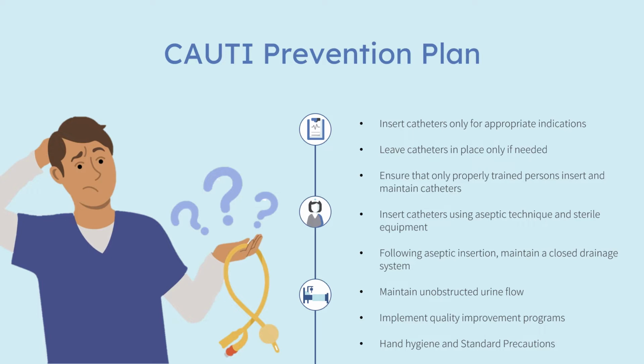The core strategies defined by the CDC and Gold et al. include inserting catheters only for appropriate indications, leaving catheters in place only as long as needed, ensuring that only properly trained personnel insert and maintain catheters, inserting catheters using aseptic technique and sterile equipment, following aseptic insertion and maintaining a closed drainage system, maintaining unobstructed urine flow, implementing quality improvement programs to enhance appropriate use of indwelling catheters and reduce risk of CAUTI, and hand hygiene and standard precautions.